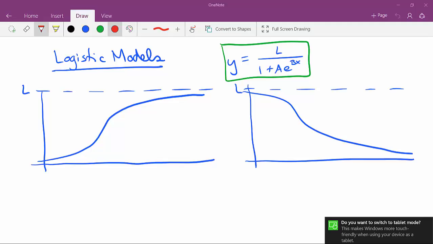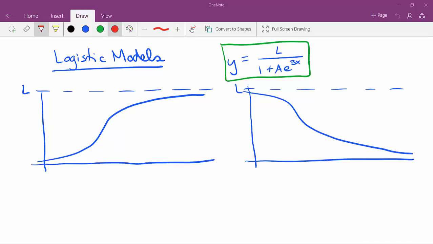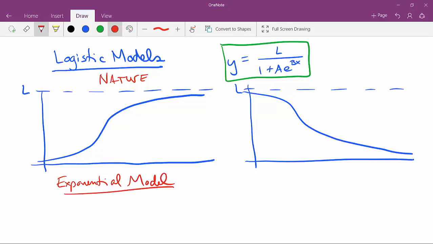Logistic models are going to replicate nature more than perhaps any other model that we've discussed. With that in mind, if you'll recall, the exponential models also replicate nature pretty well, but an exponential model will never continue forever necessarily.